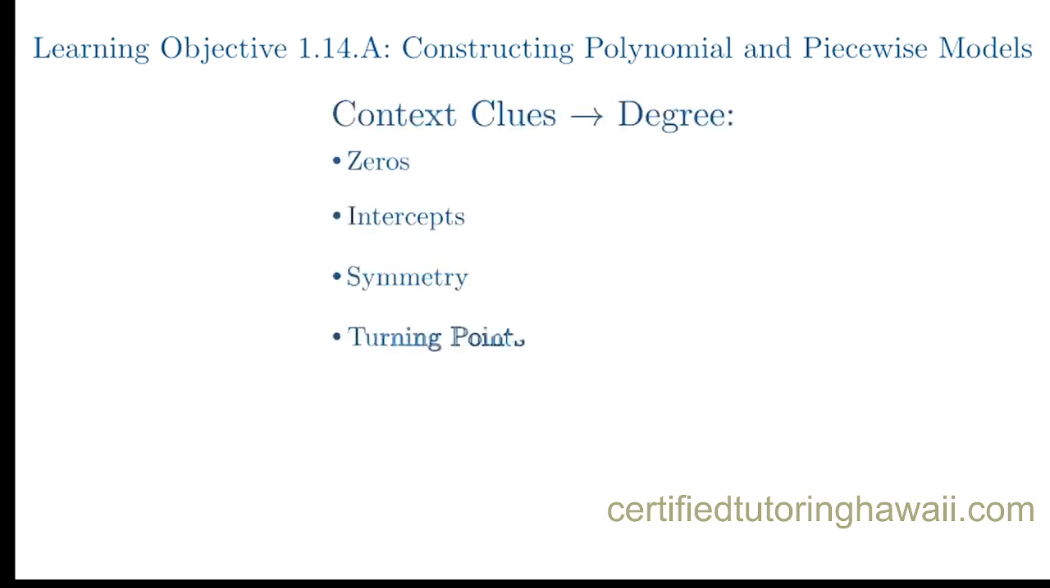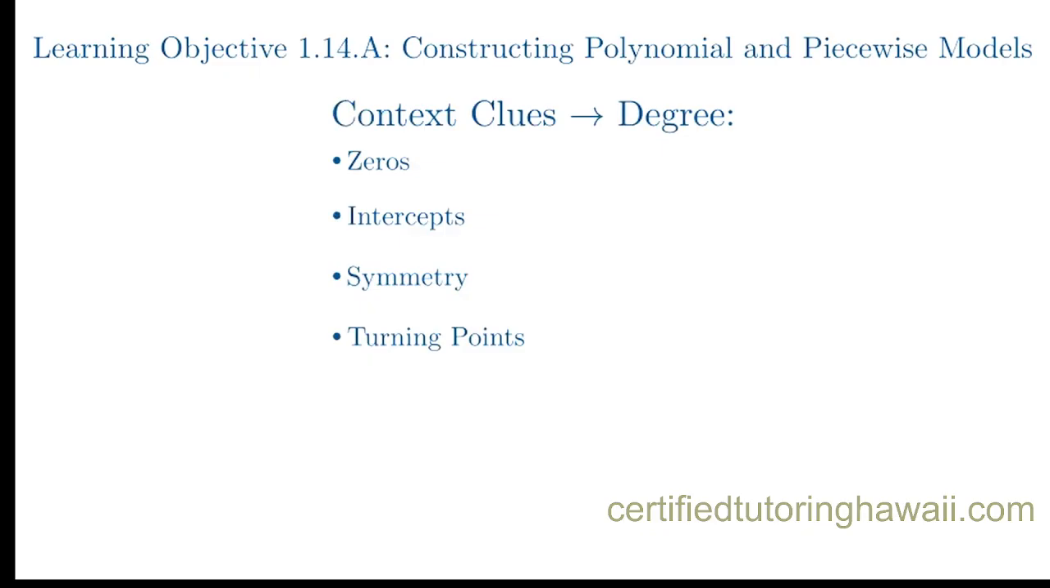This objective has a few parts. We'll learn to construct models based on polynomial families like linear, quadratic, cubic, or quartic, based on restrictions from a problem's context. We can construct these models in a few ways. First, we can use context clues, like the zeros, intercepts, symmetry, or turning points in a situation, to determine the degree of the polynomial. This means we can look at a problem and identify clues that suggest it follows a certain type of polynomial curve.